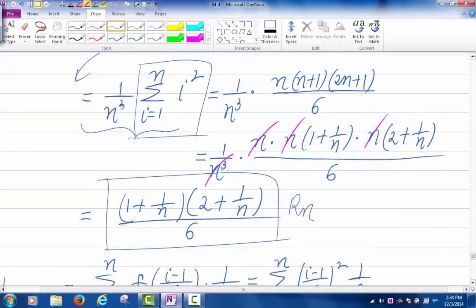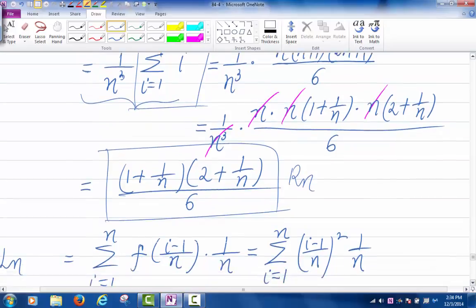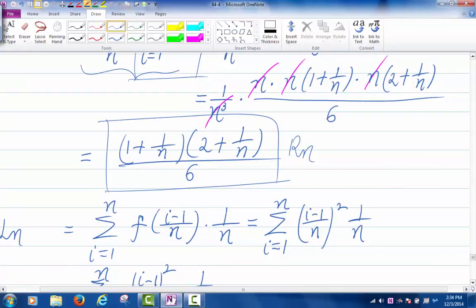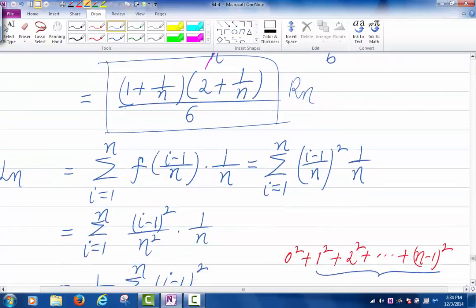If I factor out n from n plus 1, I get n times 1 plus 1 over n. If I factor out n here, I get n times 2 plus 1 over n. So what is good about it? Well, I can cancel out n cubed and the 3 n's I have here. And if I cancel them out, at the end, I get that Rn is equal to 1 plus 1 over n times 2 plus 1 over n divided by 6. That's the value of Rn.